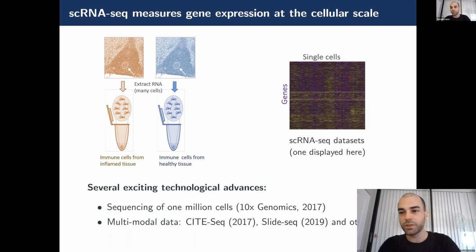And what makes it really exciting for me, especially when I started grad school, the first thing as a computer scientist, was the sequencing of 1 million cells from 10x Genomics, which showed that we needed to make algorithms that scale. And the second thing that came out as a statistician, which was interesting, is that we can measure plenty of things from the single cells, perturbations or protein and transcriptome and plenty of other things.